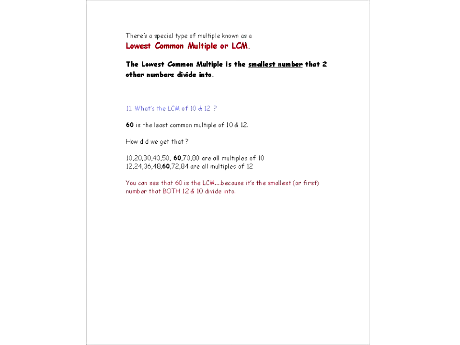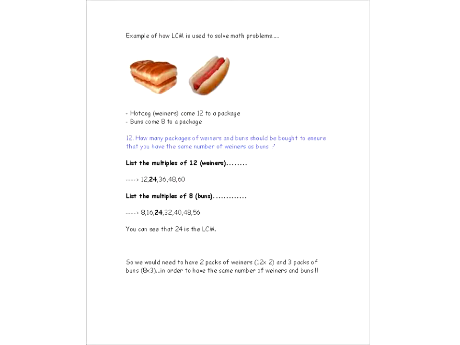What we do is we list all the multiples, first of all, of 10. That's what we're doing here. So we list all of them. Then we list all the multiples of 12, and we look at which is the first multiple that they both share in common. In other words, which is the smallest. And it's 60. So that's why 60 is the lowest common multiple, or we call it LCM. Sometimes people call it the least common multiple. Same thing. So 60 is the lowest common multiple of 12 and 10. That's the lowest number, or the smallest number, that two other numbers divide into.